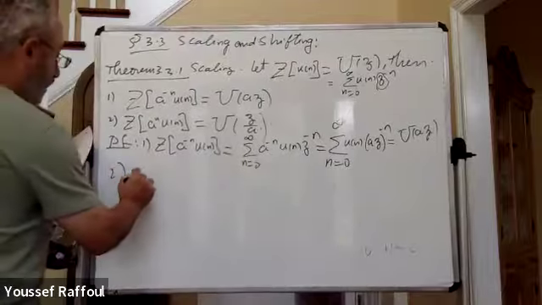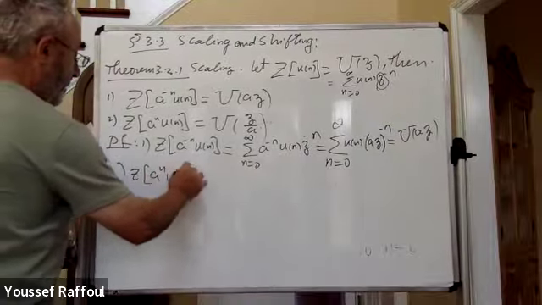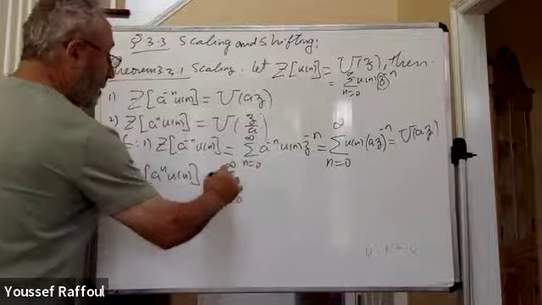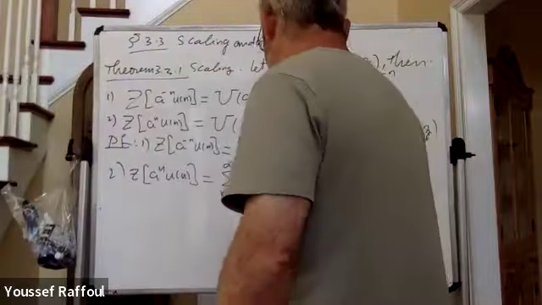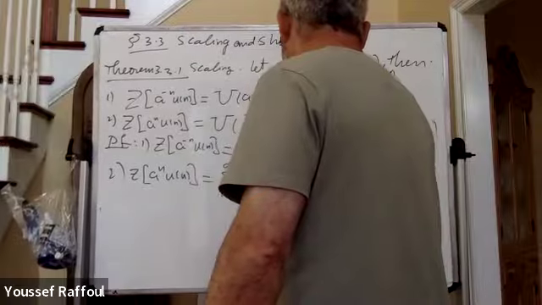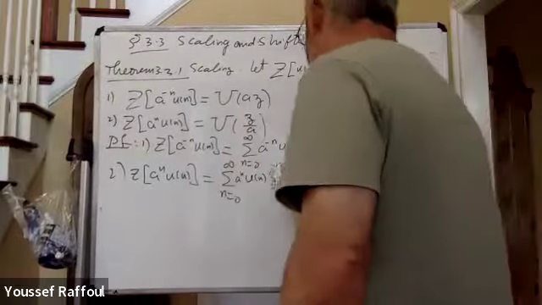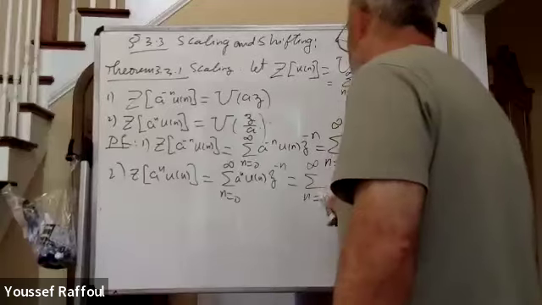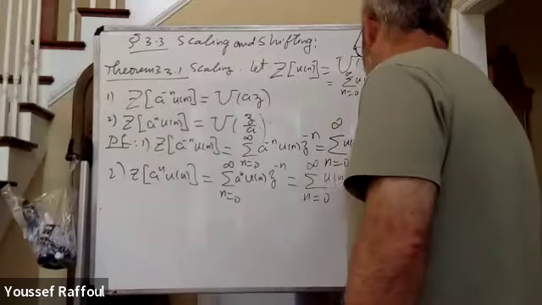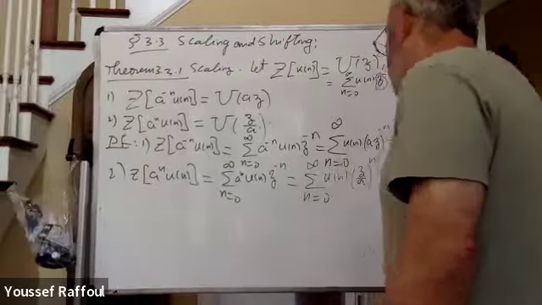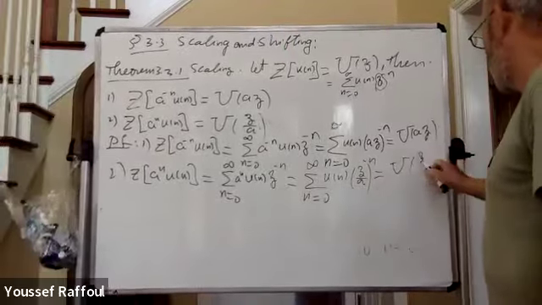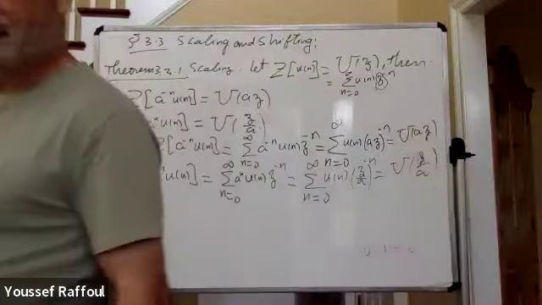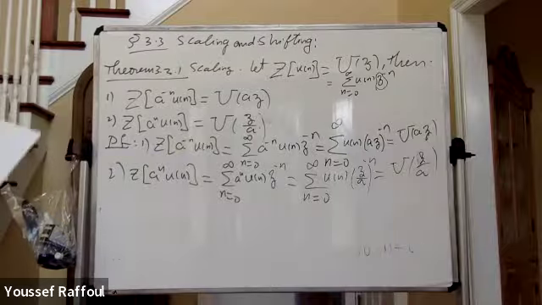The proof of two: a^n u_n is the sum from n equals 0 to infinity of a^n u_n z^(-n), and that is the sum from n equals 0 to infinity of u_n times (z/a)^(-n), and that is U(z/a). Okay? So that is the scaling.